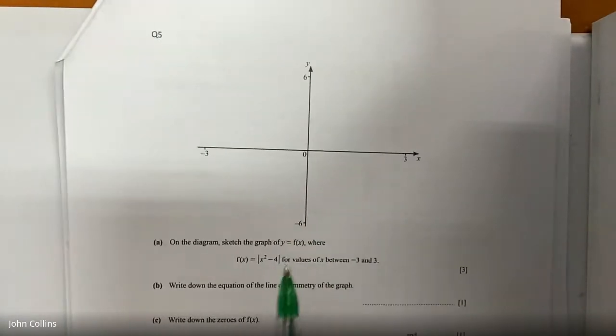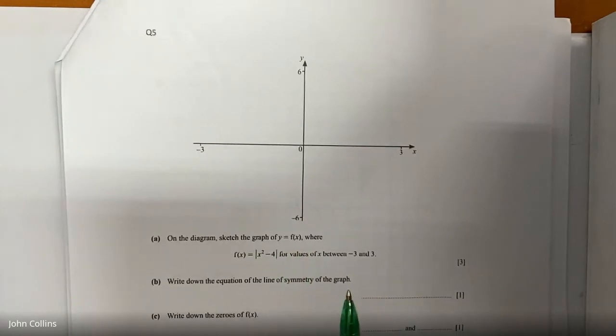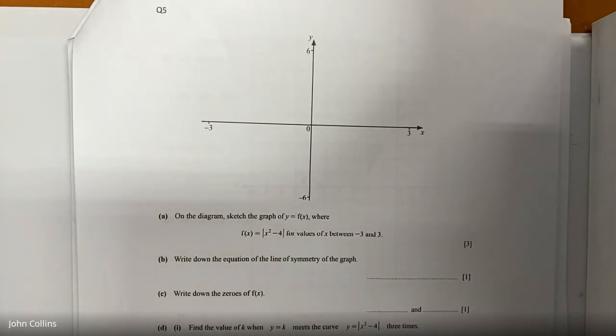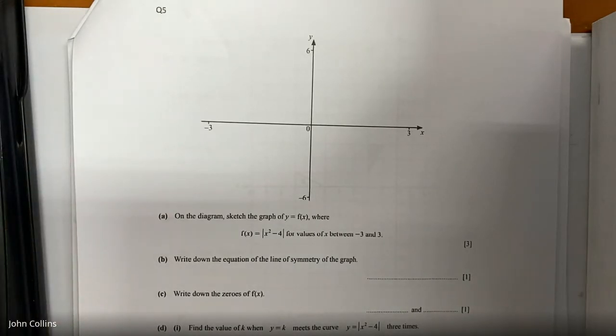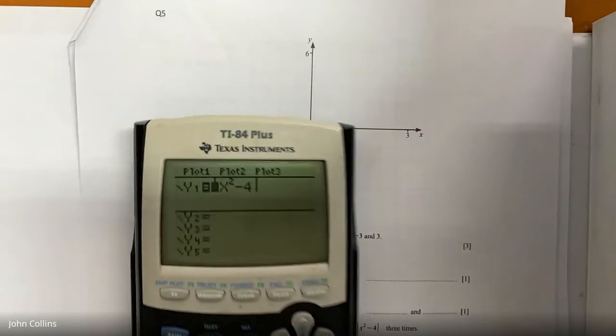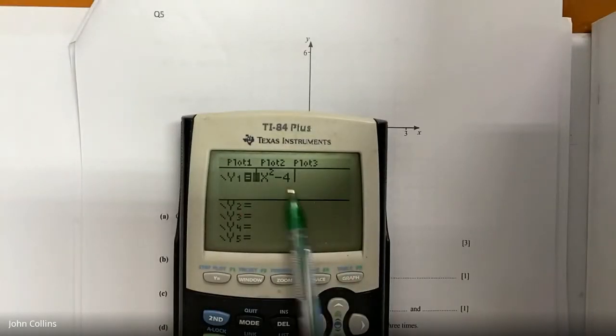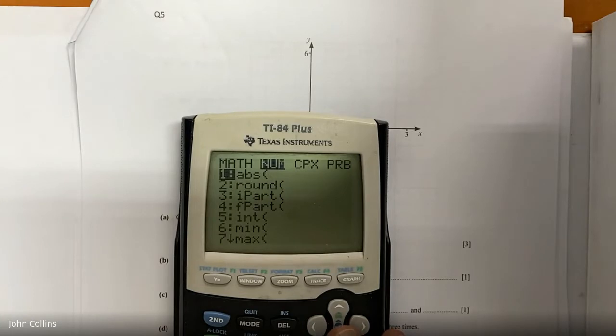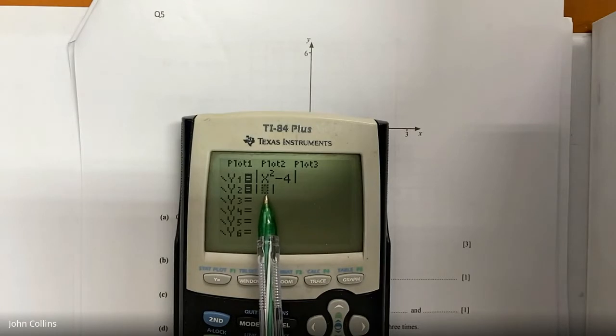All right, on this graph, sketch. This is an absolute value function. We've got these straight line brackets, which change anything negative to positive. Luckily, whoever borrowed this calculator yesterday has plotted it for us already. You need to use absolute value brackets. If you're not sure where they are, go to math, go to number, and it's the first one here. ABS, press enter, and you can see them flash up. You just fill in x squared minus 4.